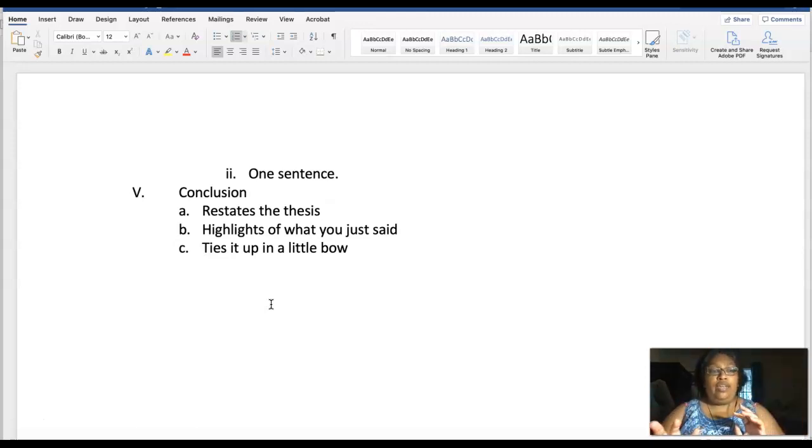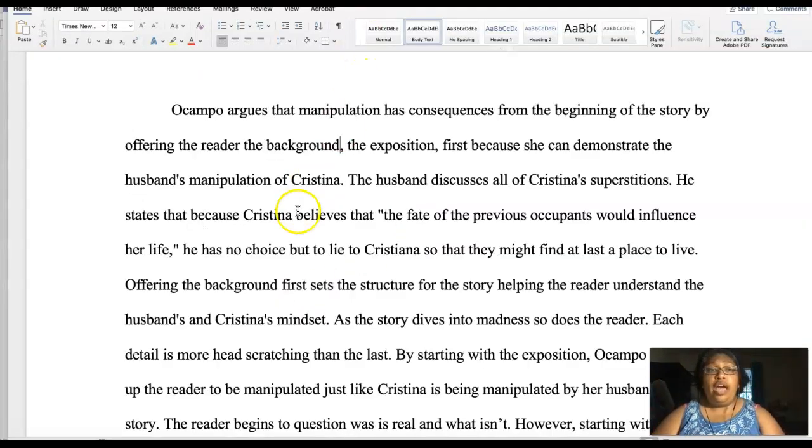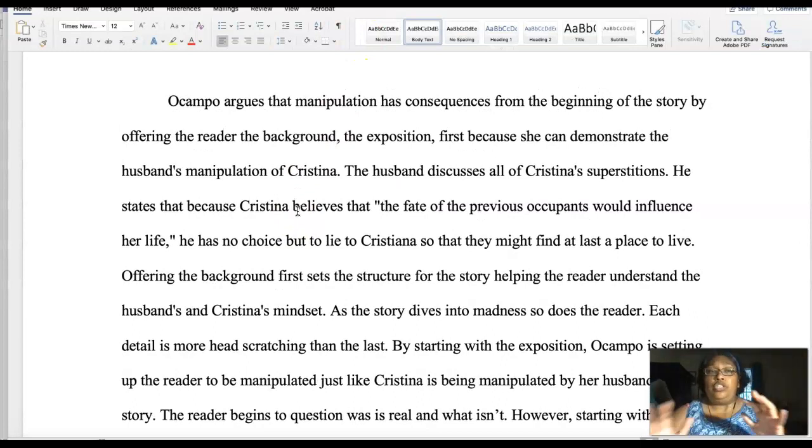So that's the structure of this paper, and I wanted to do this video so you got to see what it actually looks like. I'm just going to show you 2 body paragraphs. I'm going to read through it for you, and that way you're able to see what this looks like.